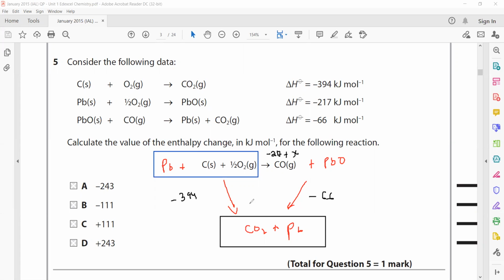So the overall energy change is independent of the route. So if we start the cycle, like if we say minus 217 plus X and then minus 66, the overall, so this energy plus this equals minus 394. So when we solve for X, these minus 66 and minus 217 will move to the other side, so we'll get minus 111. So B will be the right answer for question 5.